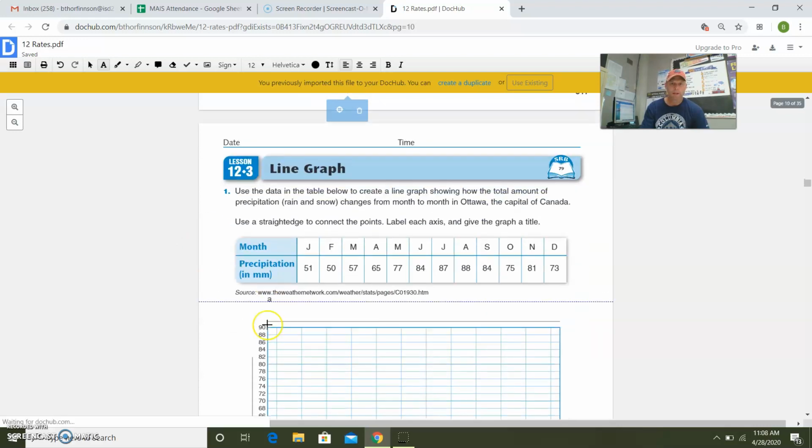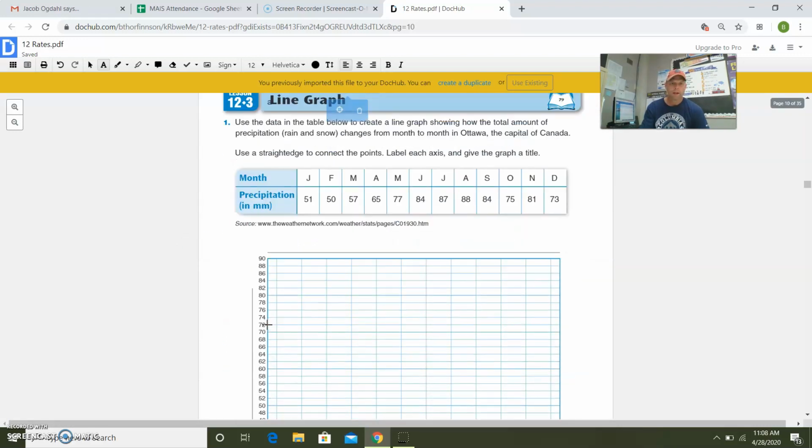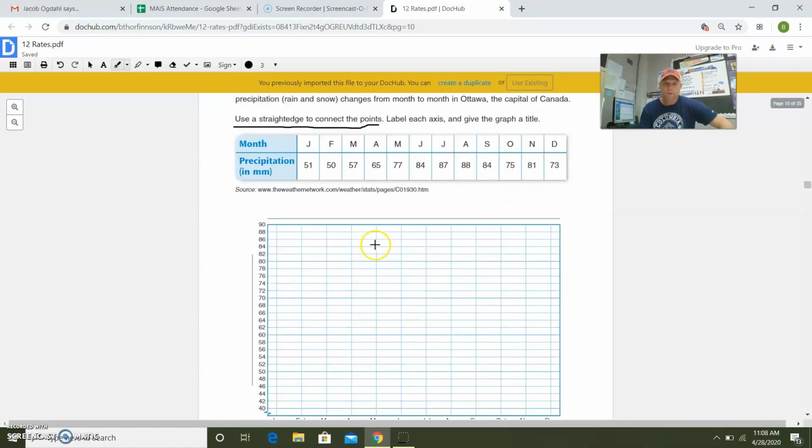I want to go into the next page, and we're going to start this, and then you're going to finish this on your own. The line graph says use the data in the table below to create a line graph showing how the total amount of precipitation, which is rain or snow, changes from month to month in Ottawa, the capital of Canada. Then we'll use a straight edge to connect the points. Do not forget this part right here. You need to use a straight edge to connect the points when we're done. Label each axis and give the graph a title.